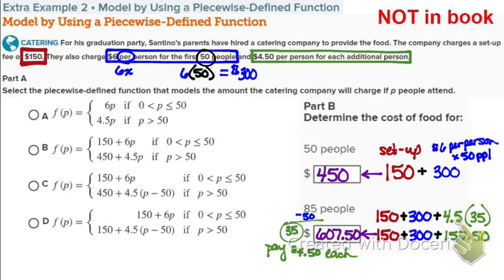All right, let's come over here and try to pick out which of these piecewise functions is describing this. Remember, I've got to pay this $150 no matter what. Do all of these options here include that setup fee? I see one right off the bat that does not include it. Which one do you see? A. So I'm going to throw that one out. It doesn't have my setup fee there.